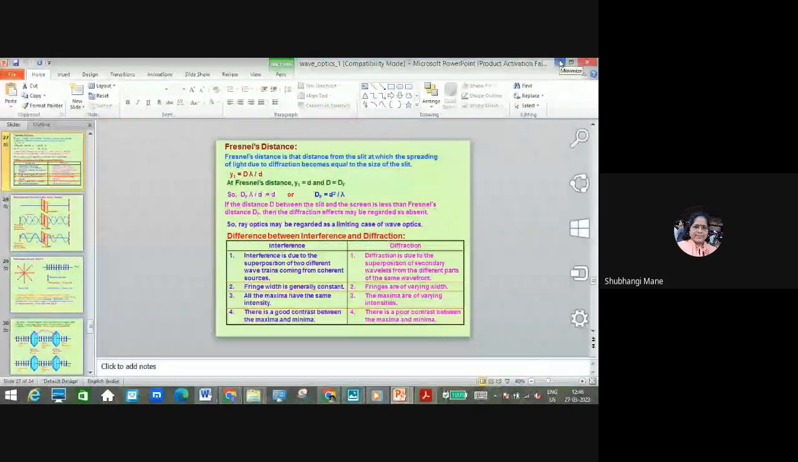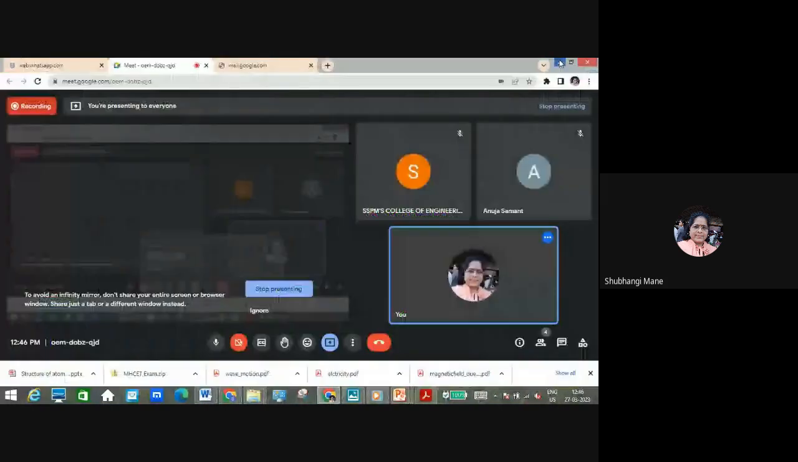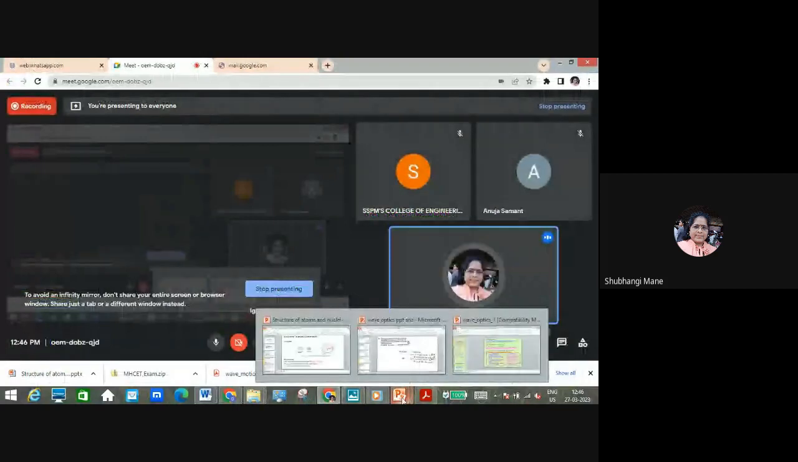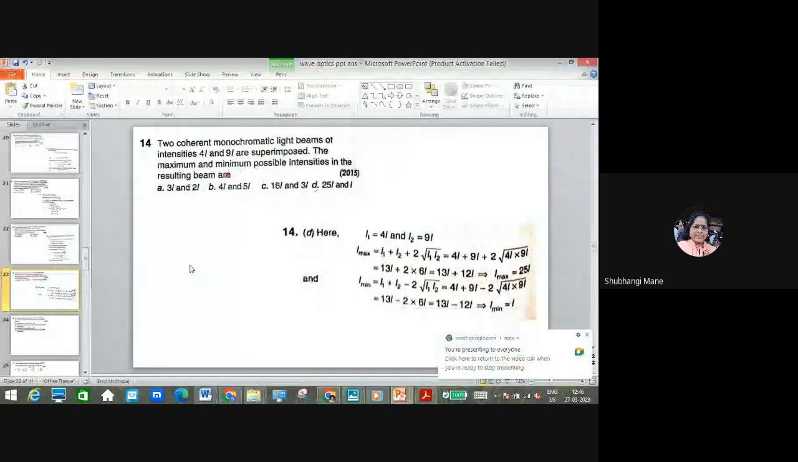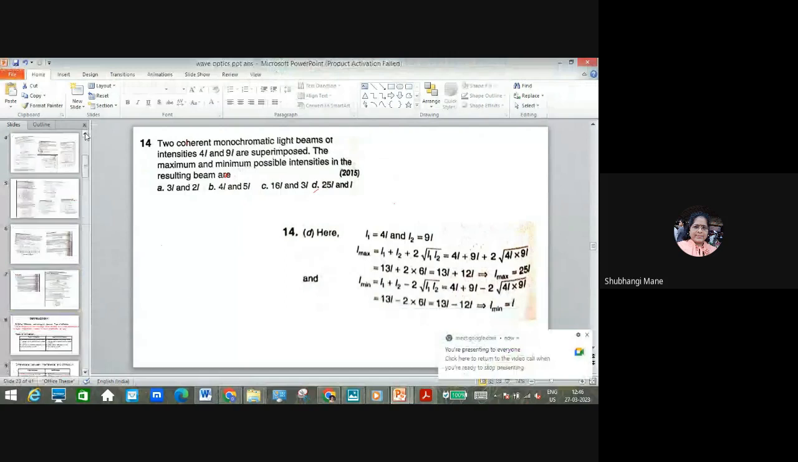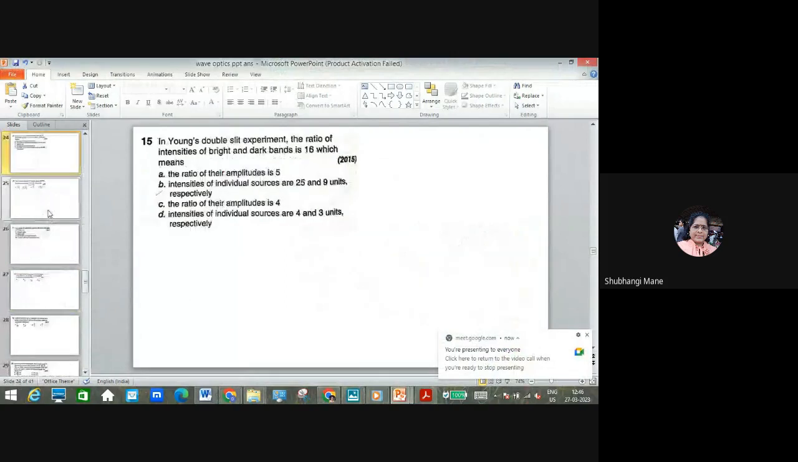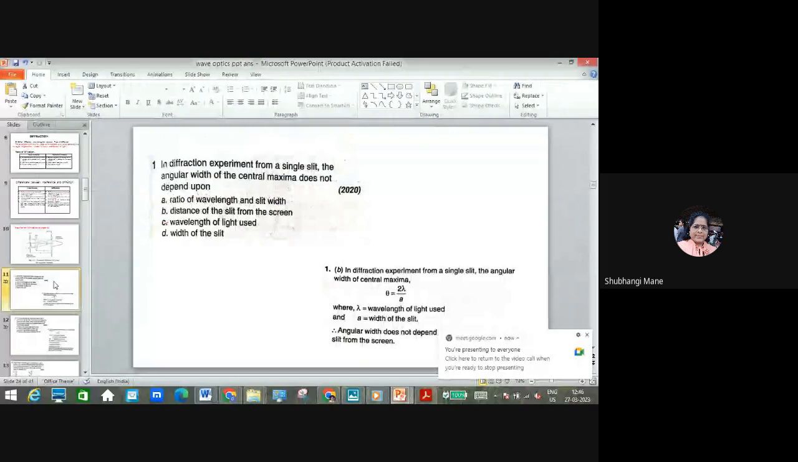Let us focus on which type of examples are likely to be asked. Understanding all this theory is easy, but we have to apply the theory and solve examples. Okay, let us take an example.